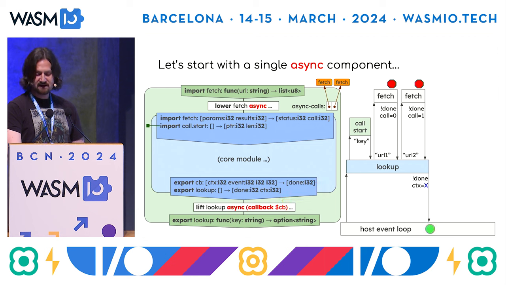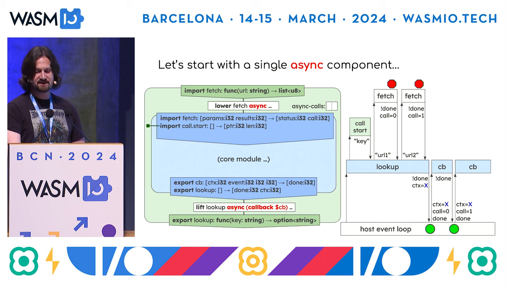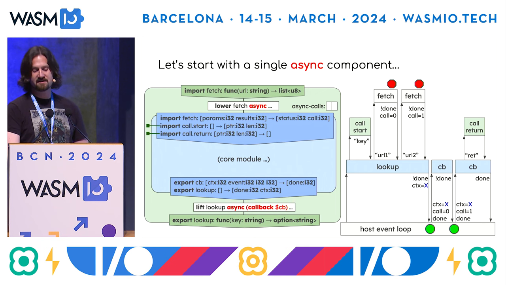So let's say time passes, the fetch finishes, and so the host calls our callback and says, hey, call zero is done now. So we make some progress and then return back to the event loop saying, I need to wait for the second to finish. More time passes, the second fetch finishes, and the host calls us back again, says, hey, your second call is done now. So now the async lookup function can compute its final results and pass them out with call.return, which is kind of the opposite of call.start. And now the whole async call is done.